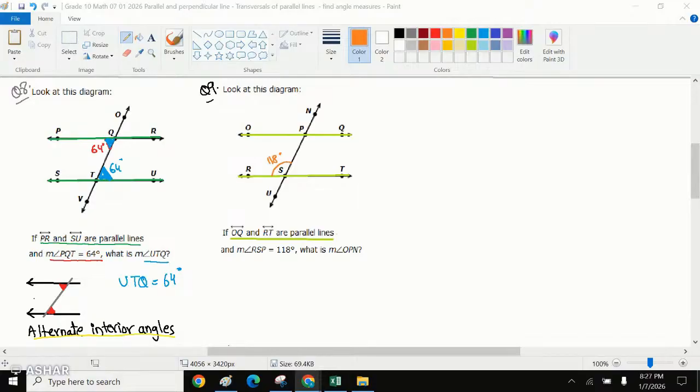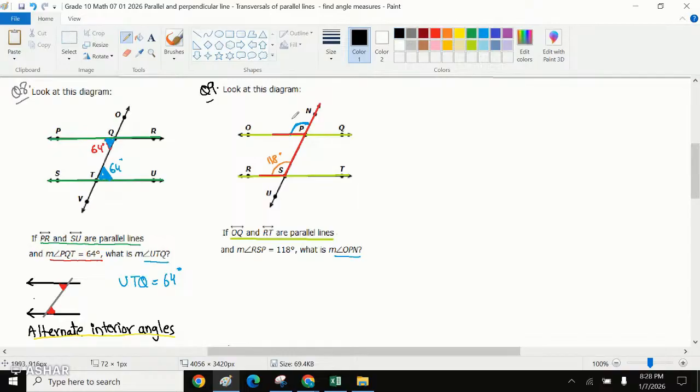Which other angle do we need to find? We need to find OPN, right? We need to find this angle. So can we see a formation of an alphabet, that is F, not a Z? Can we say we are forming an F over here? I just highlighted it with the red color. It's an inverted F, right?